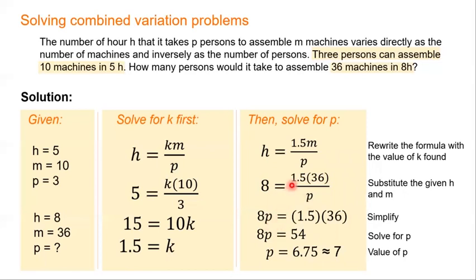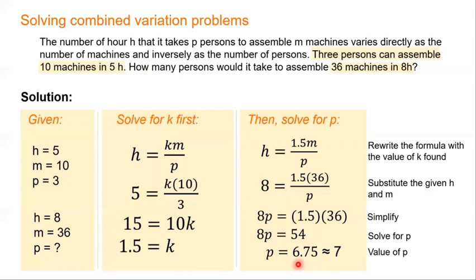8p is equal to, sinulat lang ulit si 1.5 times 36 bago i-simplify. So, we have 1.5 times 36. That is equal to 54. Kopya lang si 8p. At this point, we have to solve for p. So, anong gagawin natin? Divide both sides by 8. So, we have 8p divided by 8, p na lang. And then 54 divided by 8, that is 6.75.